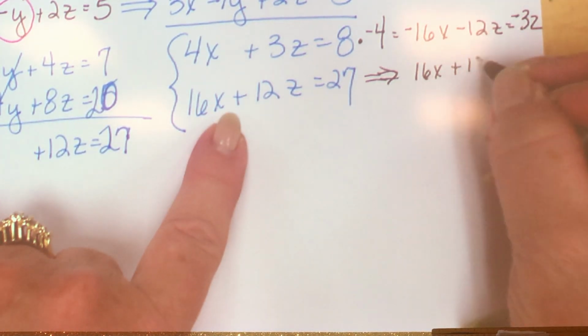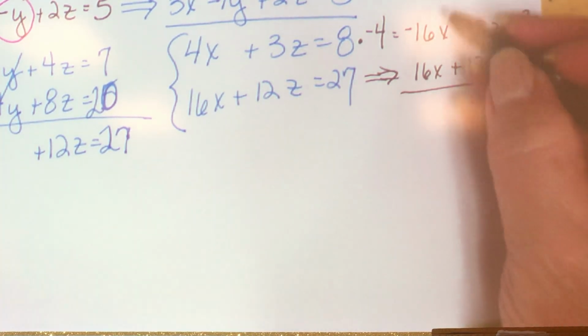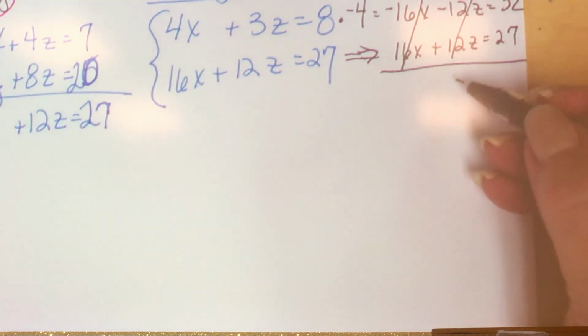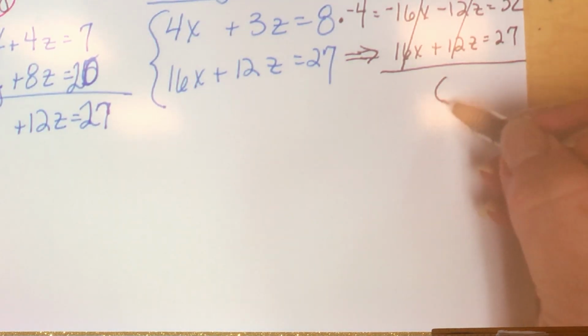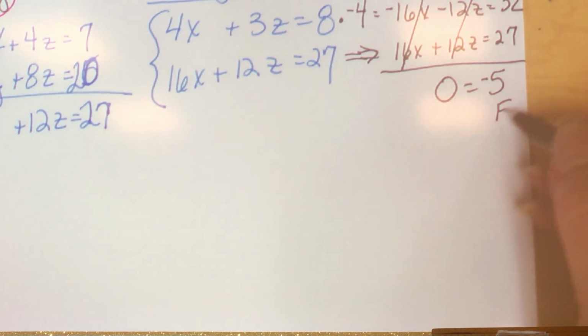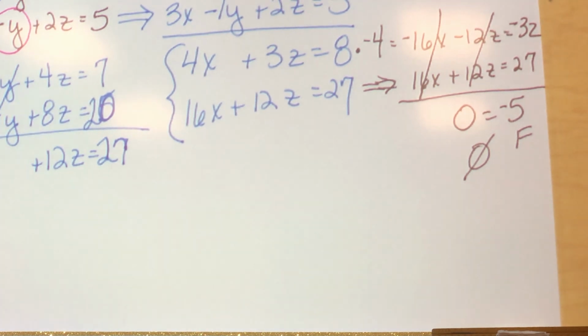Alright? This guy, we're just writing him down. 16x plus 12z equals 27. Look at that. It cancels out. What's left over here? 0. 0 equals, what's negative 32 and positive 27? Is 0 equal to negative 5? No, so it's no solution. Very good. These 3 lines right here don't intersect anywhere. All 3 of them. 2 of them might, but all 3 don't.